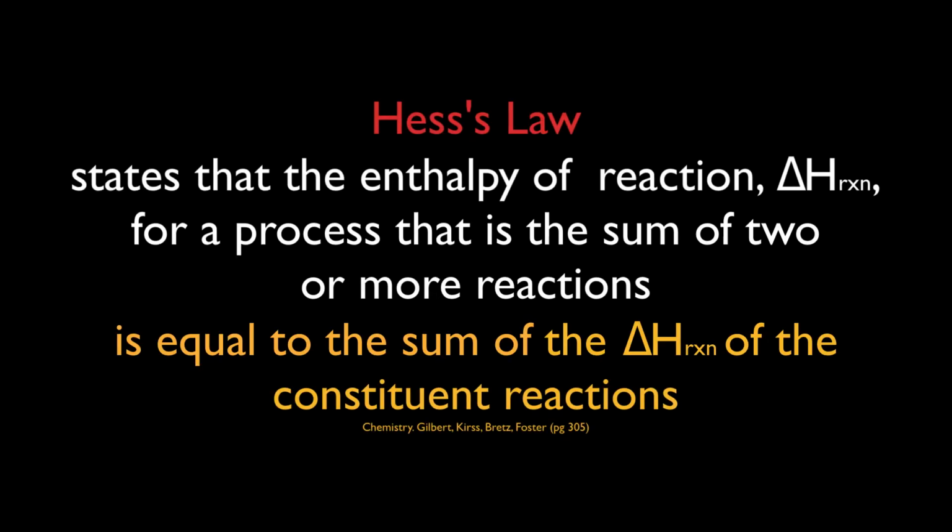Hess's law explains a way that we can add separate pieces together to get an end result, or a sum. As you see, the definition states the enthalpy of reaction, or delta H reaction, for a process is the sum of two or more reactions. In other words, we can add two or more reactions together to get the reaction of interest, and it is equal to the sum of the individual delta H reaction of each of the individual reactions, so we add it together.